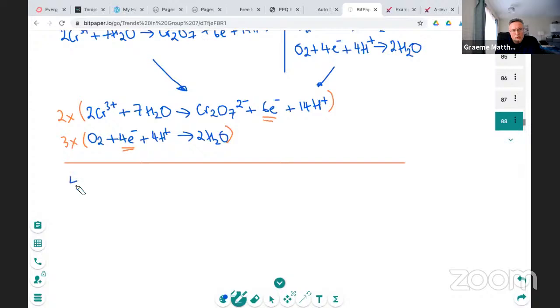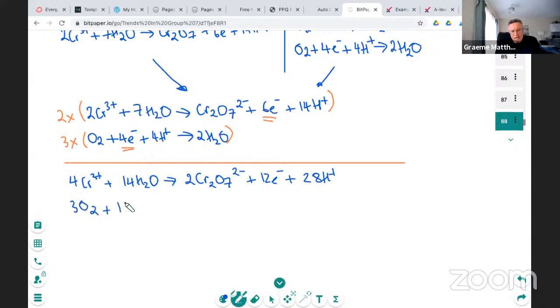I got 4 chromium 3+ and 14 H2O, goes to 2 Cr2O7 2-, and 12 electrons and 28 hydrogens like this. So multiply through by 3 on this bottom bit. So 3 oxygens like this. 12 electrons? Oh, good, the electrons canceled out. And 3 times 4 is 12 hydrogens like this, and that's going to go to 6 waters, right?